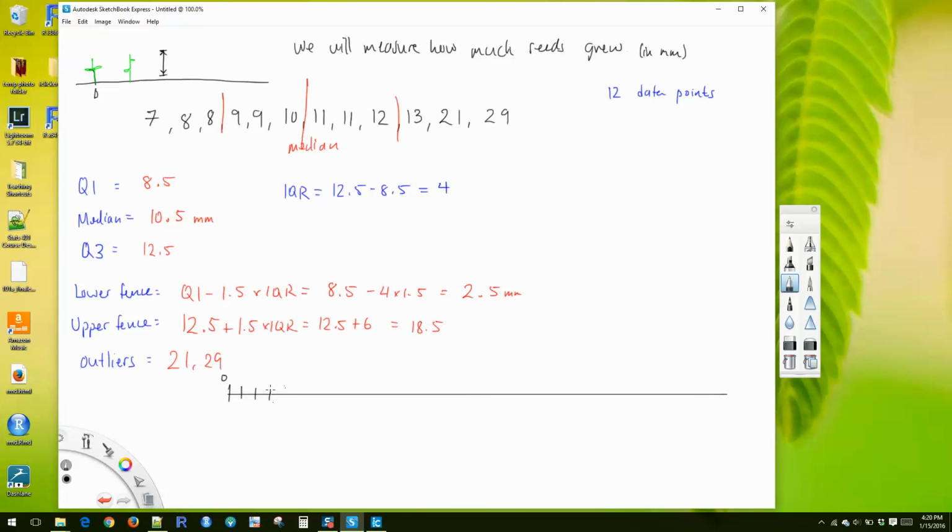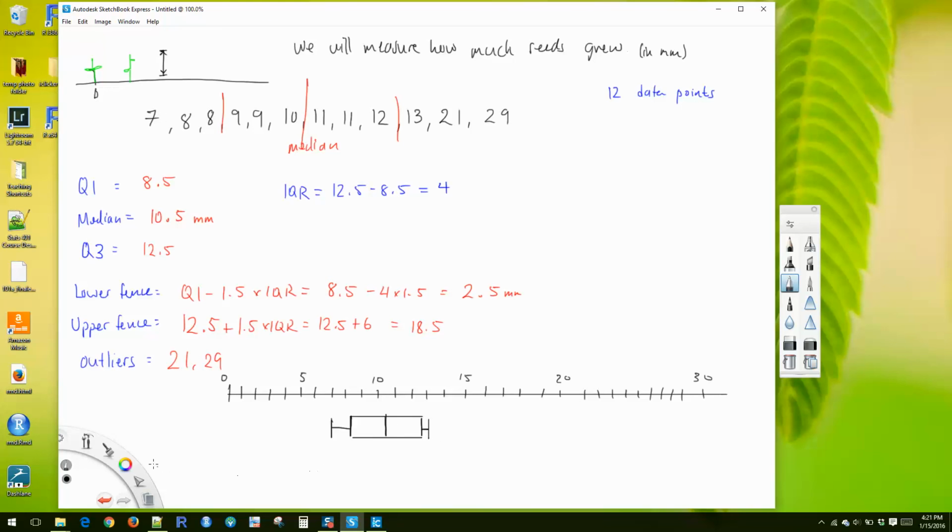And so I draw a line at Q1, 8.5, which is going to be right there, a line at the median, and a line at 12.5, Q3. Okay, so these form my box. Lines go down to the smallest point within the fence, which is 7 over here, and then the largest point that I have within the fence is 13. Okay, so that's right over there.